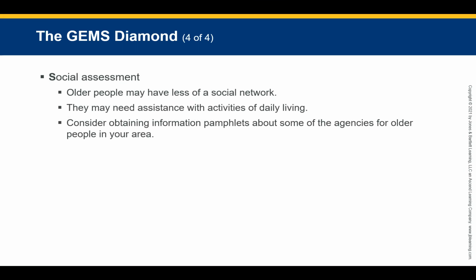So S stands for social assessment. Consider obtaining information pamphlets about some of the agencies for elderly people in our area. Older people may need assistance with activities of daily living. Older people may have less of a social network because of the death of a spouse, family members, and or friends.